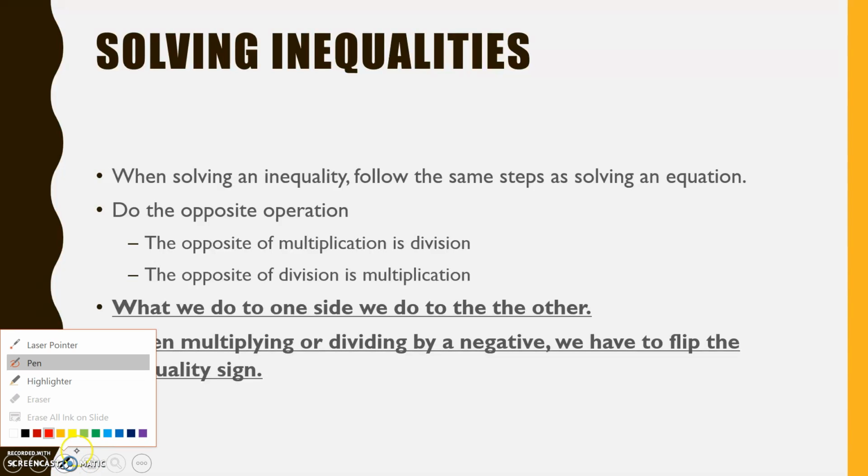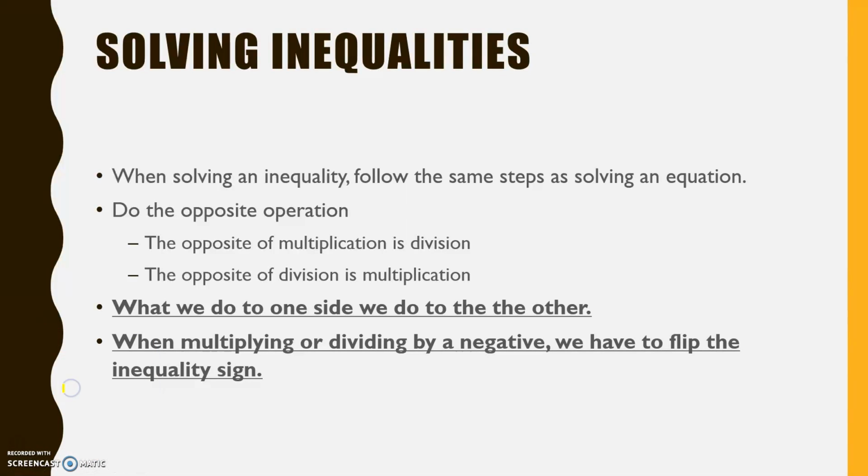However, when it comes to inequalities, there's one extra rule that doesn't exist in equations. And that is this: when you're multiplying or dividing by a negative, we have to flip the inequality sign. If you multiply or divide by a negative, you have to flip the inequality sign. We're going to take a look at what that means in a couple of these examples, but I want you to write that down right now because that is very, very important.